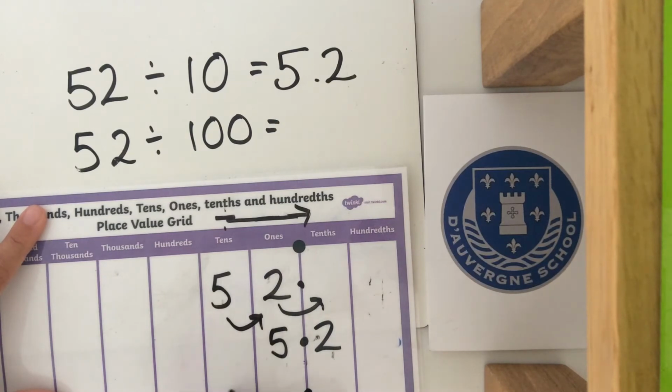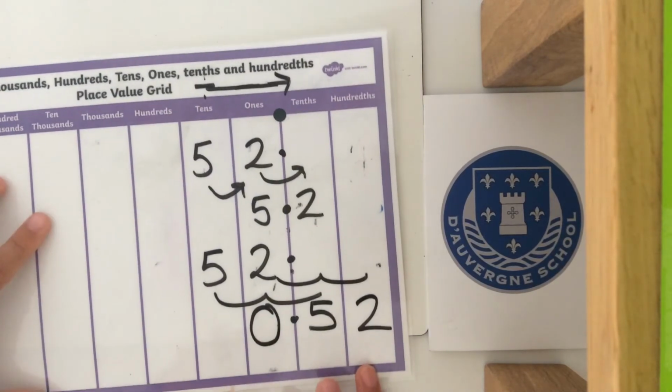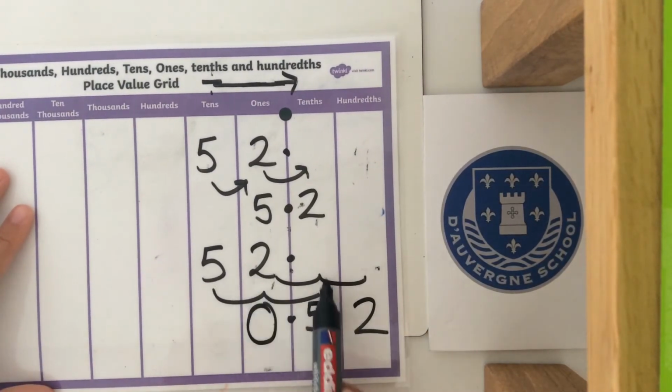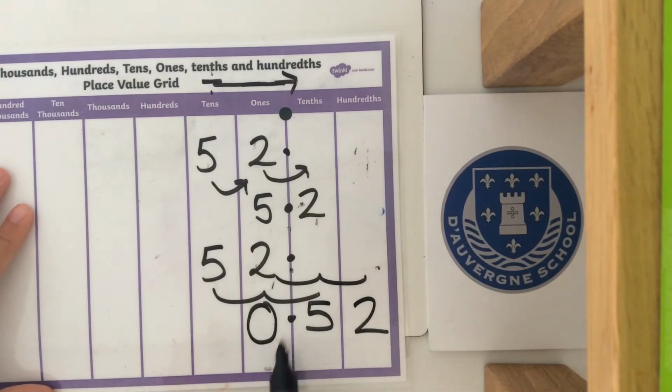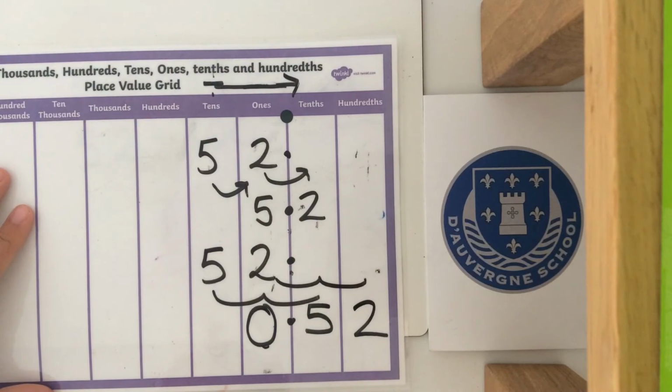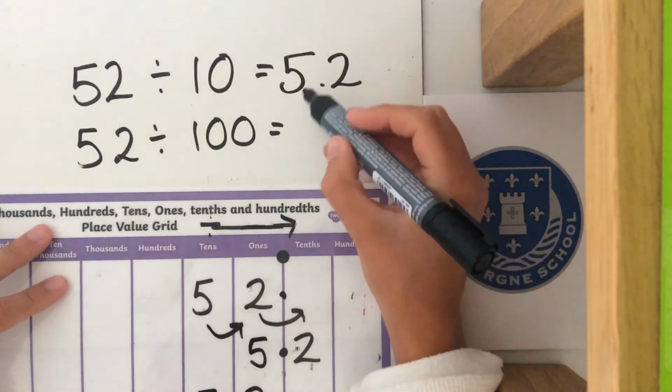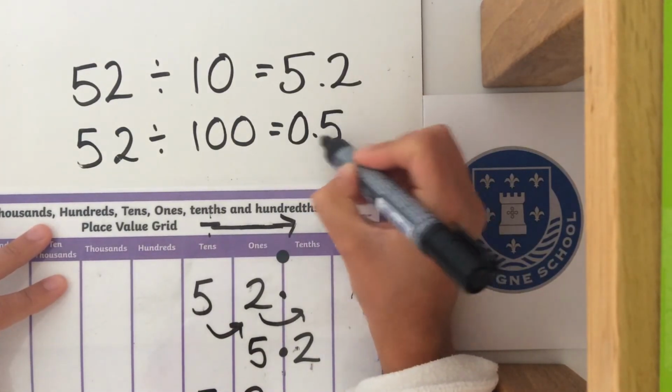And if I divide it by 100, we're going 1, 2. Okay, so my 5 comes to here and my 2 comes to here, and I pop that 0 in. Sorry you couldn't see that. 52, my 2 jumps to here, 1, 2, my 5 comes to here. Okay, and then I put the 0 in before the decimal point. So 52 divided by 100 is 0.52.